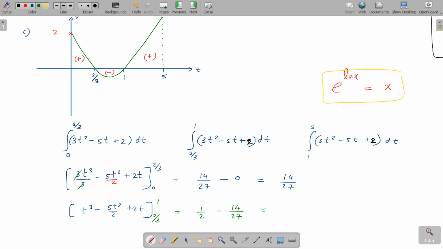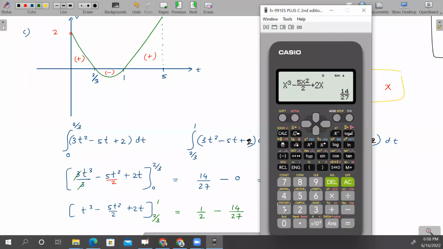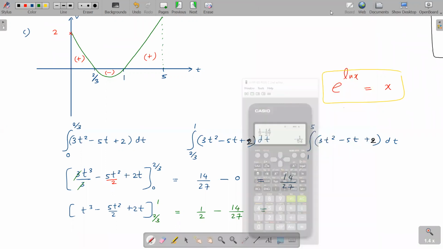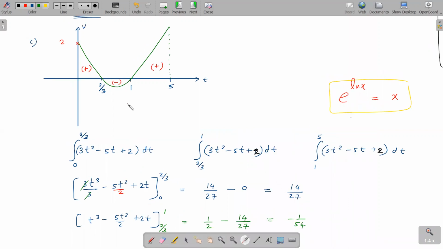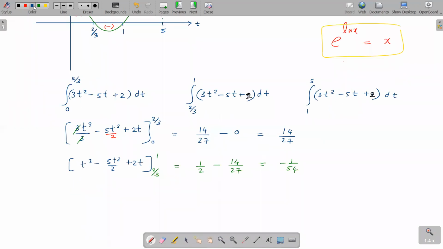Half minus 14 over 27 is minus 1 over 54. Is that okay? Minus 1 over 54, the area under the graph or the displacement. So basically you're going backwards, that's why you get a negative. Then again, we'll continue with t cube minus 5t square over 2 plus 2t, integrating from 1 to 5.